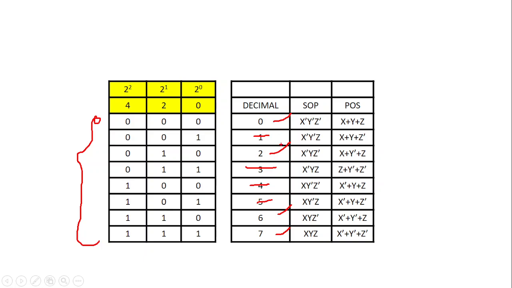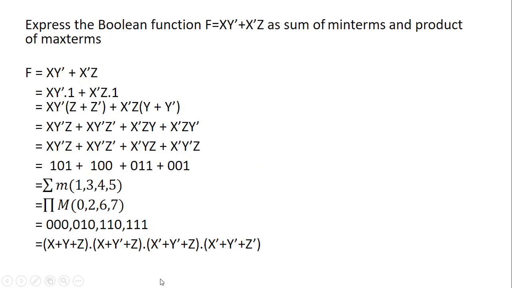So what is missing? That is what I am representing. These are the 1, 3, 4, 5. What is this one? This is one product term. This is one product term. This is one product term. This is one product term. All of them are summed together. So this is sum of product. These are the minterms.